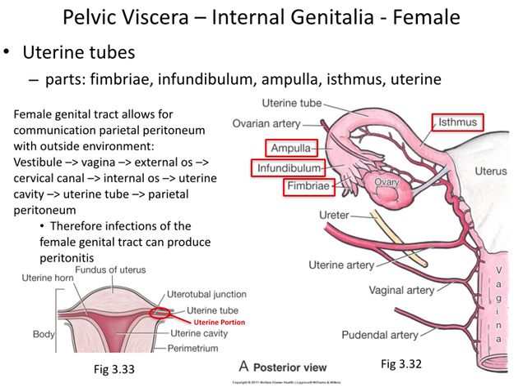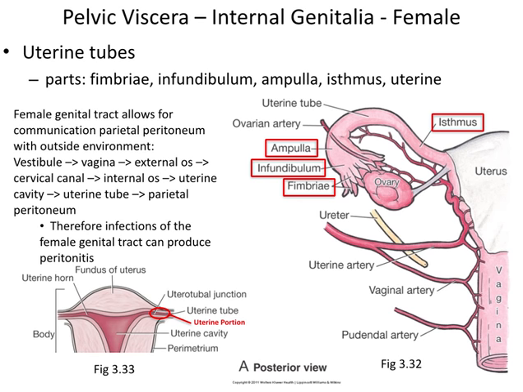First we'll talk about the uterine tubes, and then a clinical correlate that relates to the uterine tubes. So the parts of the uterine tubes, number one, the fimbriae. The fimbriae are these finger-like projections that sweep over the ovary, and you can see that in the figure on the right, figure 3.32. They are responsible for collecting the egg that's being released or ovulated from the ovary.